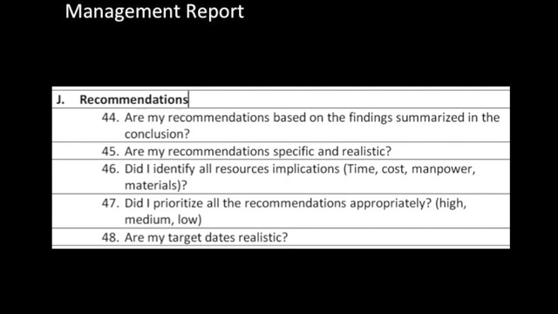Did I prioritize all recommendations appropriately based on high, medium, low priority, based of course on your rough risk assessment, yes or no? If you don't put different risk levels or priorities like high, medium, low priority, you might not get the mark for prioritization. Are my target dates realistic? Yes or no? And this is also very important. If something needs to be done immediately, then you need to do it immediately. If something is high priority and then you say I'll do it after 2 years, this is not realistic.